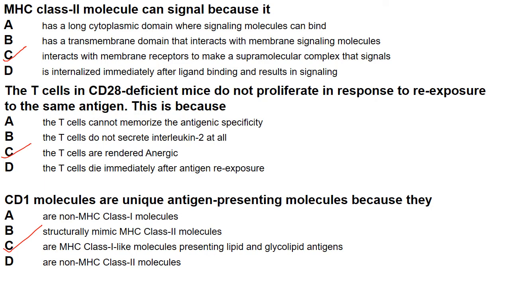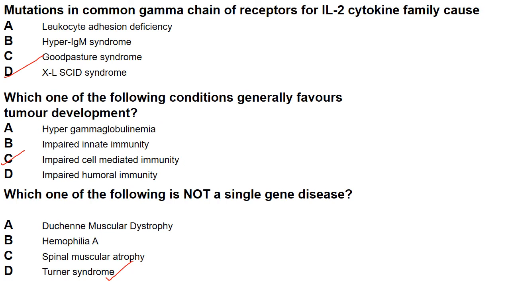The next one. CD1 molecules are unique antigen presenting molecules because they are MHC class 1 like molecules presenting lipid and glycolipid antigens. Answer is option C. Then mutations in common gamma chain of receptors for interleukin-2 cytokine family cause X-linked SCID syndrome. Answer is option D.